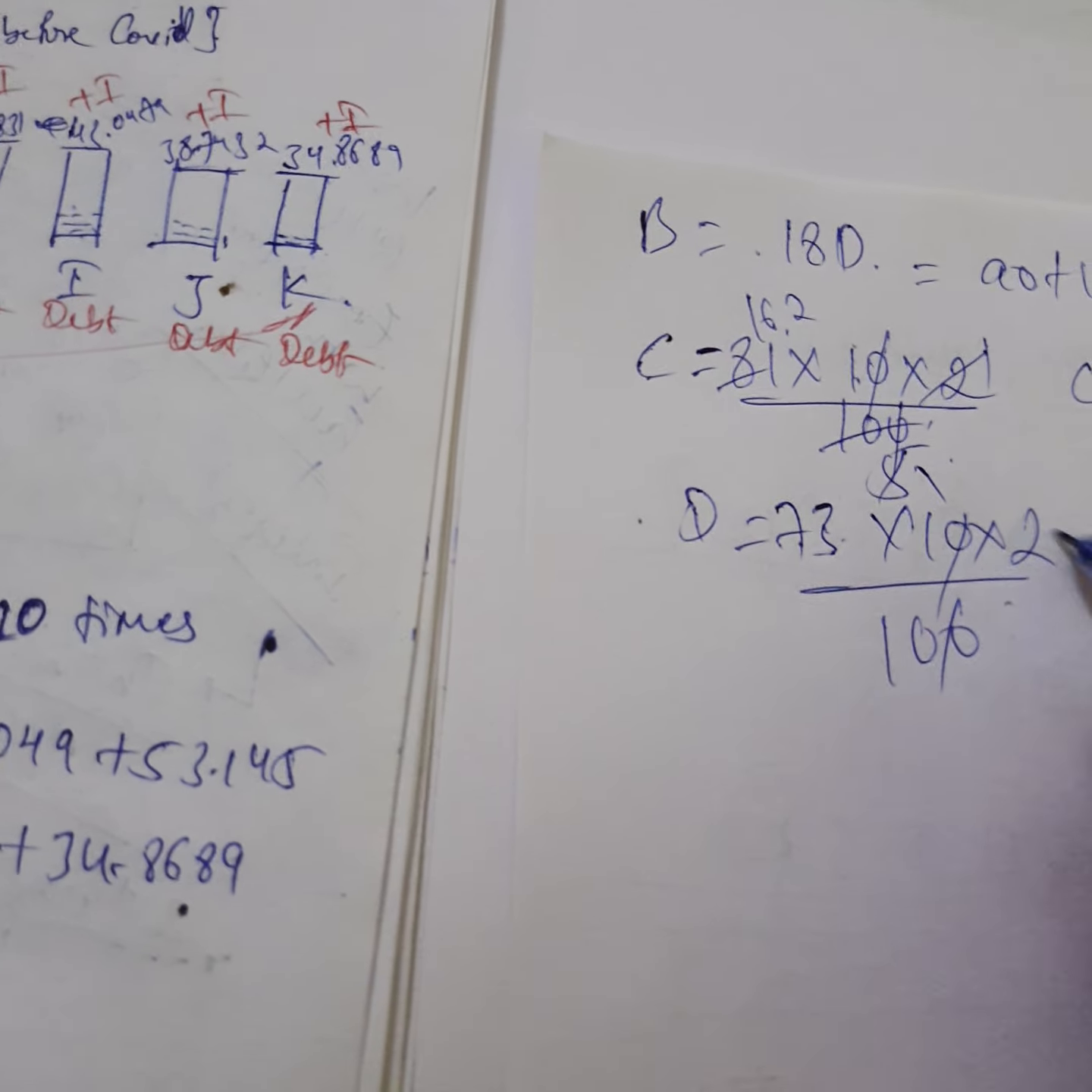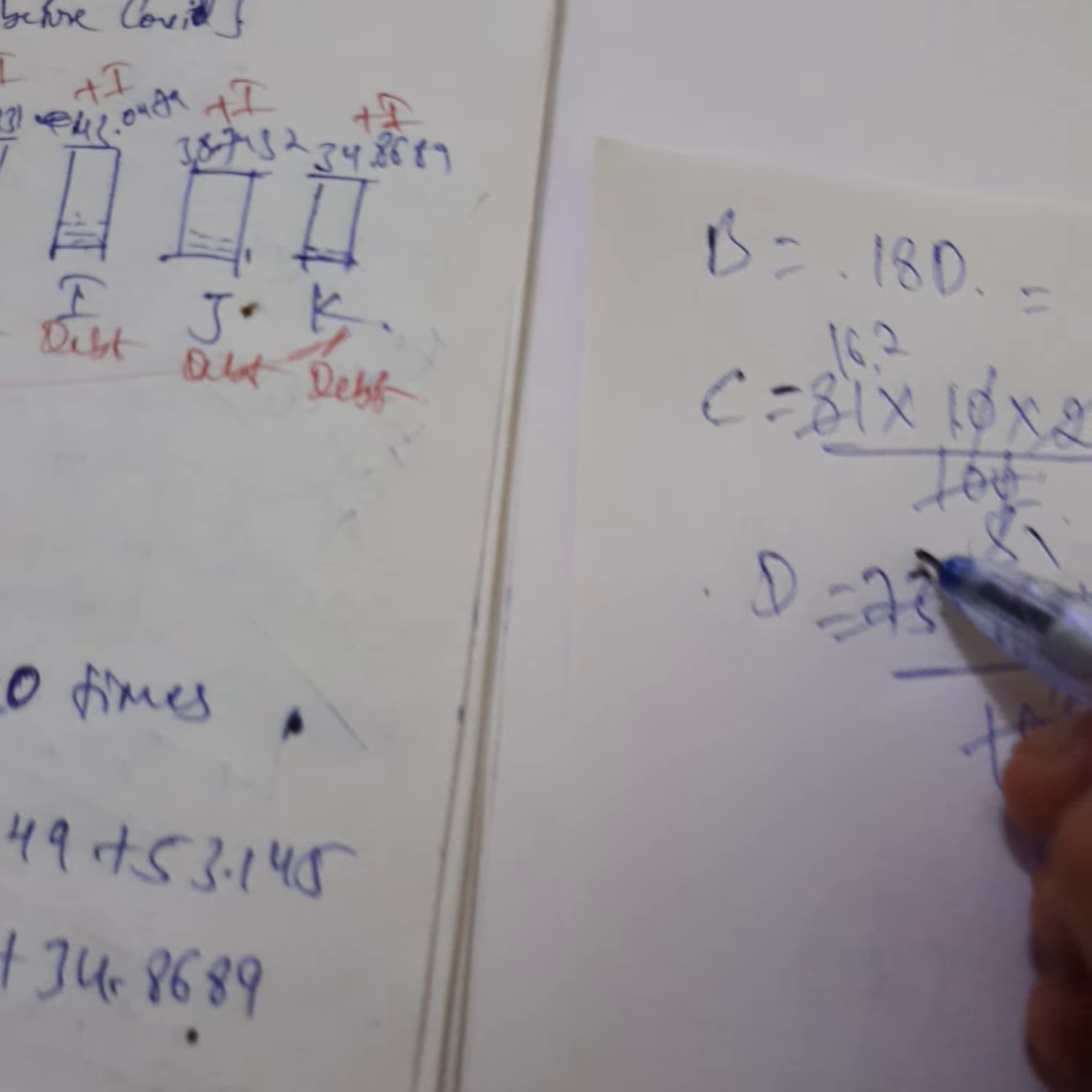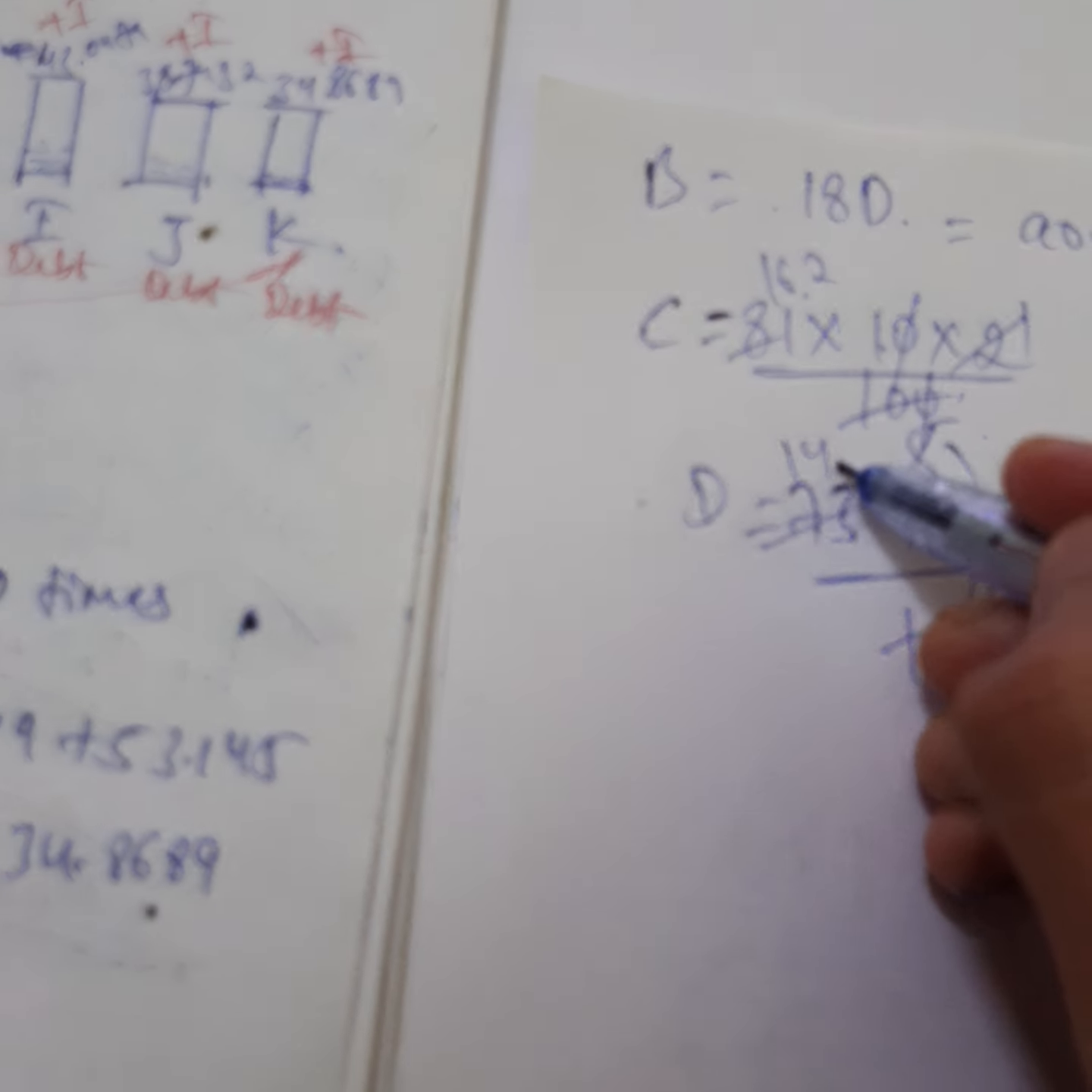Zeros, 2 ones are 2, 2 fives are 5, ones are 5, some 14s are 0.6. Okay, I think 72.9 plus 14.6. I think 72 plus 14 is 86, 9 plus 6, 87.5. I think D has to pay out 87.5 in 2 years.